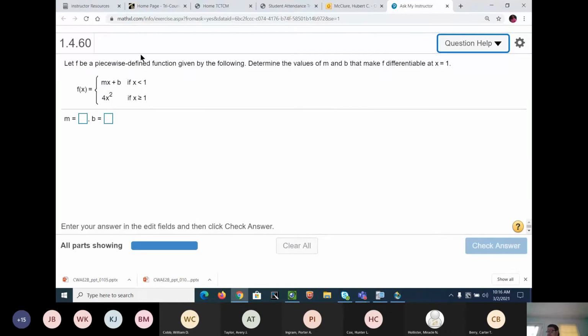They want you to find the derivative of both of these. It's ridiculous. This is not a good homework question. It would have helped if they had put f of x plus h minus f of x over h, the limit as h approaches 0, in the directions. I'm going to use mx plus b and 4x squared.